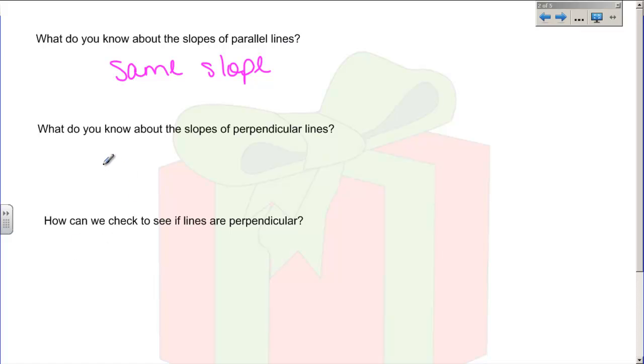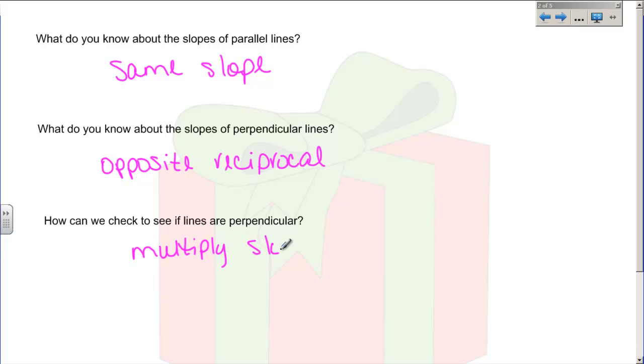Perpendicular lines have what we call opposite reciprocal slopes. And y'all will remember this from the video over parallel and perpendicular that we did before. Opposite reciprocal slopes, you got to remember to flip and change the sign. I mean, it has to happen. And so if you want to check to see if lines are perpendicular, you multiply their slopes, and the product is going to be -1. So if you multiply the slopes of perpendicular lines, you'll always get -1, and it's because they are opposite reciprocals.